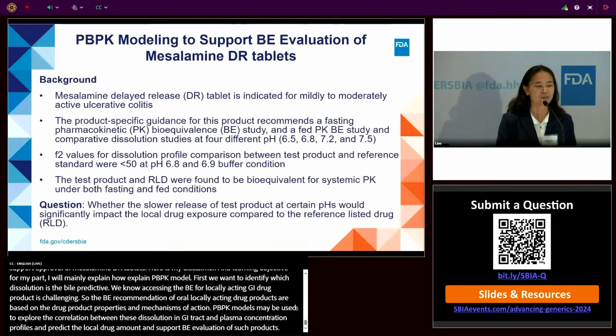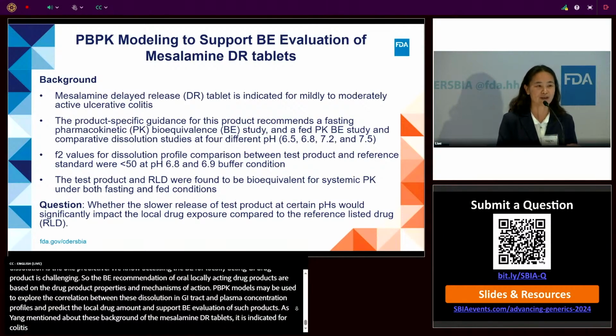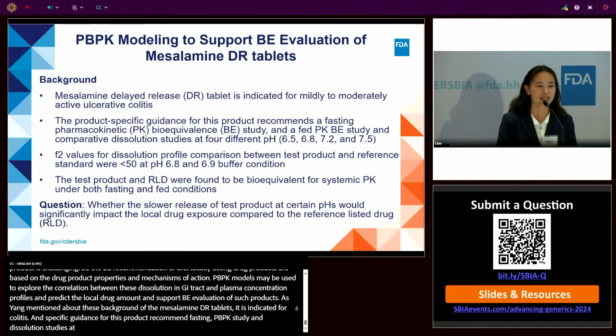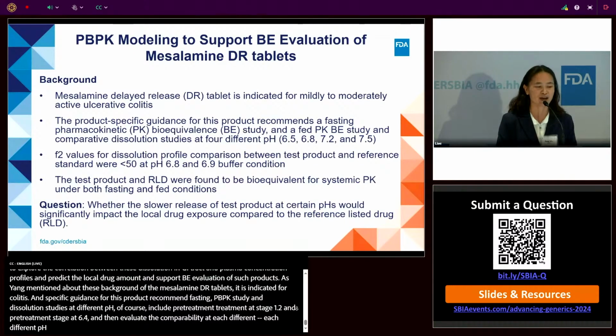As Yang mentioned about the background of the mesalamine DR tablets, it is indicated for colitis. And the product-specific guidance for this product recommends fasting and fed PK BE studies, and also comparative dissolution studies at different pH, of course, including the pretreatment stage 1 at pH 1.2 and pretreatment stage 2 at pH 6.4, and then evaluating the comparability at each different pH: 6.5, 6.8, 7.2, and 7.5.